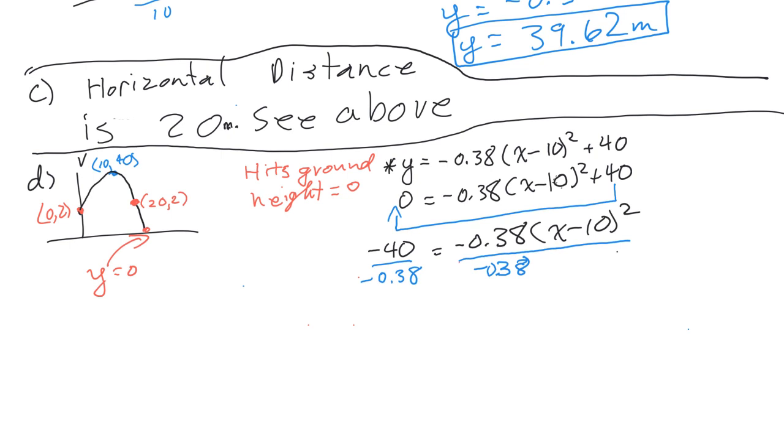And I'm only going to about 3 decimal places, and then we're going to end in 2. So in this case, on the left side of the equation, you're going to have 105.236. And that's equal to x minus 10 all squared.